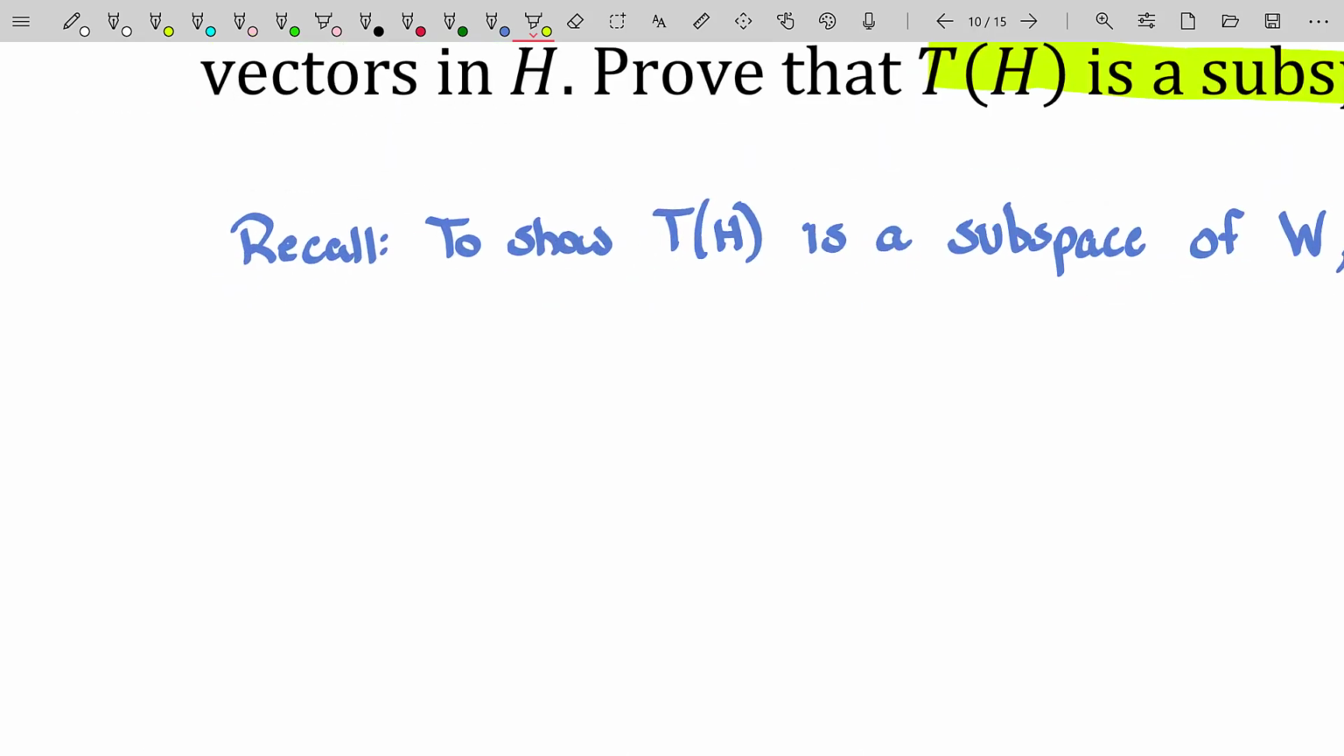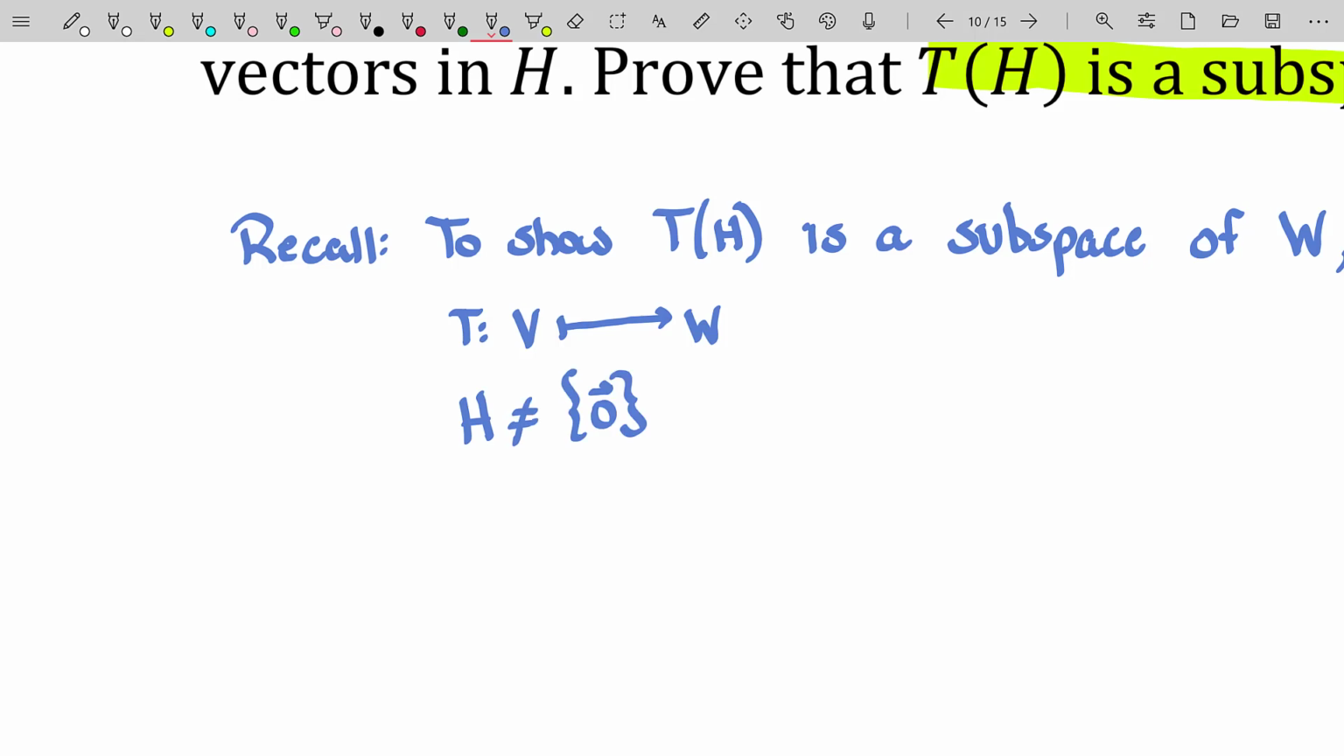A couple other things I want to mention before we begin. First, the transformation is from the vector space V to the vector space W. They didn't really tell us anything other than the fact that those two vector spaces have finite dimension. So again, their bases contain a finite number of vectors, possibly different numbers, but finite numbers of vectors. We were also told that H is not the zero subspace.